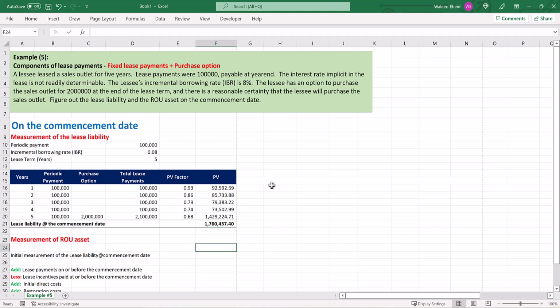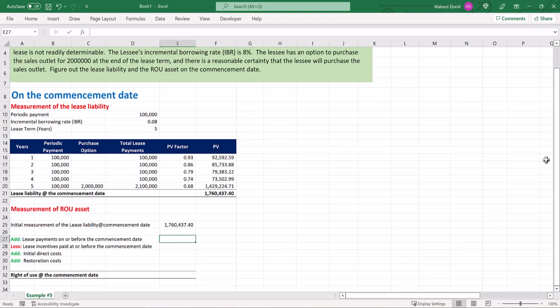Let us move to the calculation of the right-of-use asset. Insert the initial measurement of the lease liability. No other components were mentioned in the example for the right-of-use asset, so the right-of-use asset at the commencement date is here. Let's move to the next example.